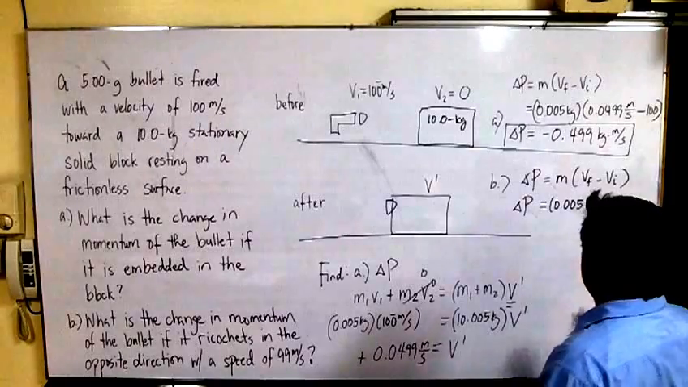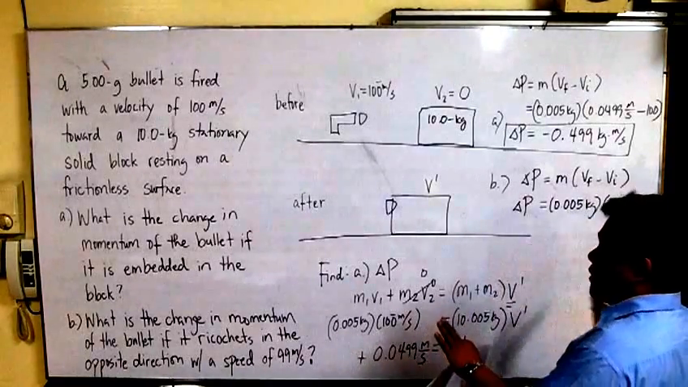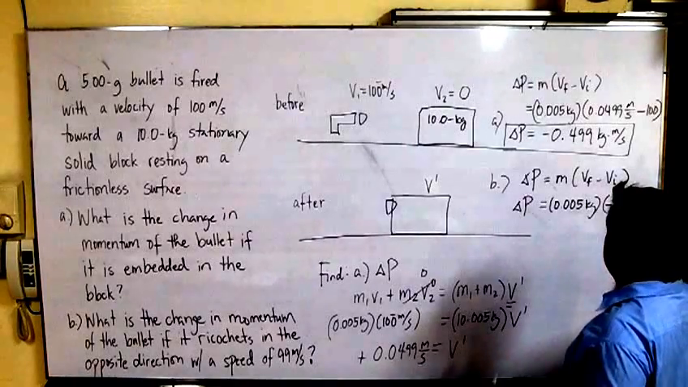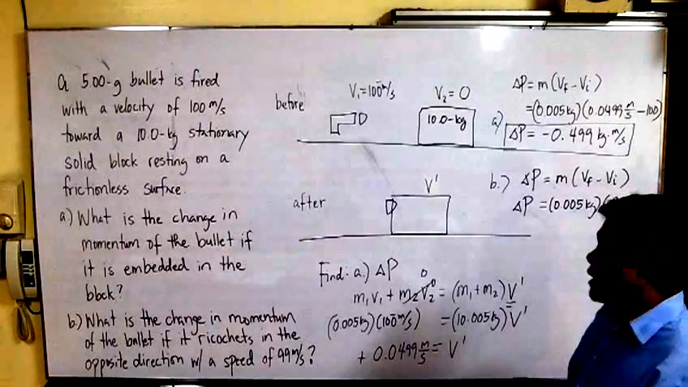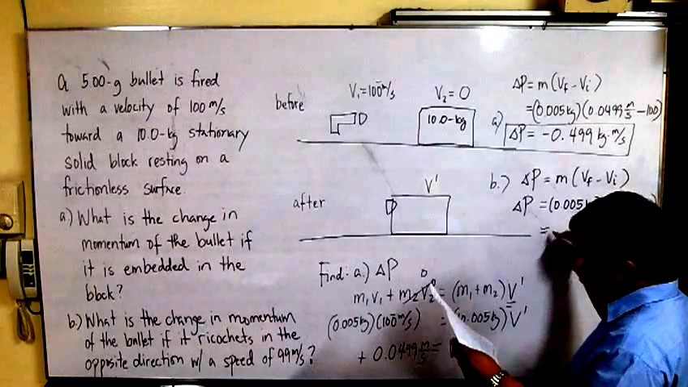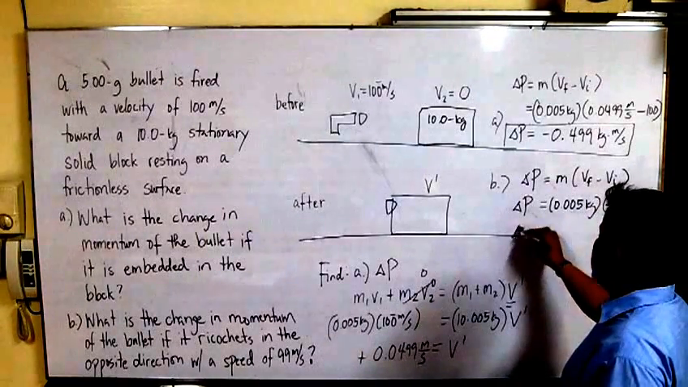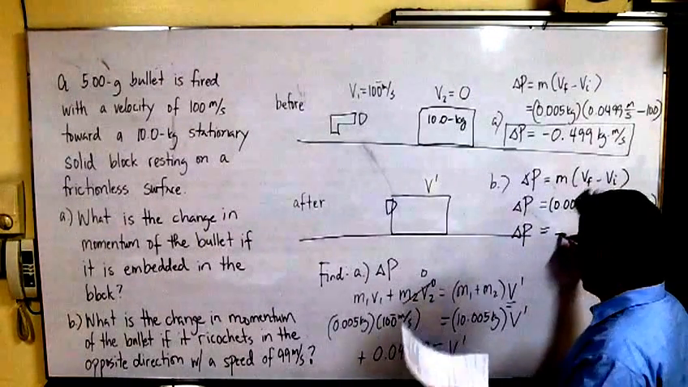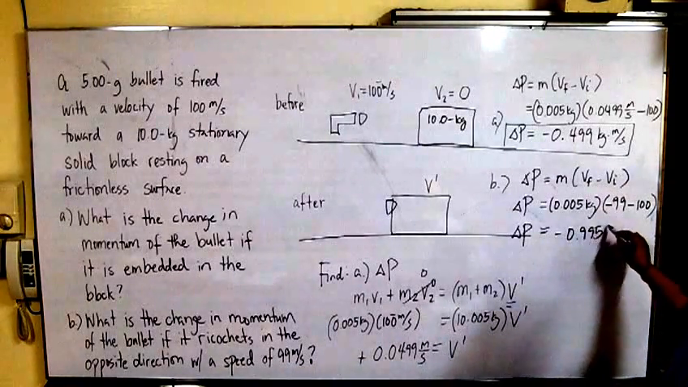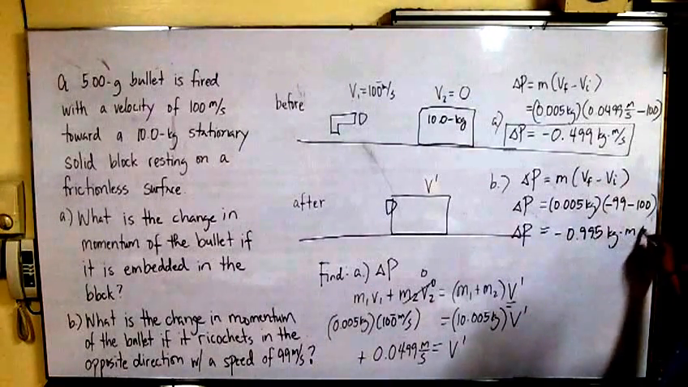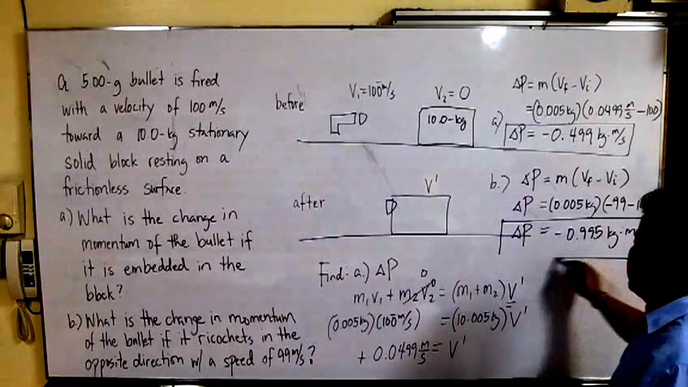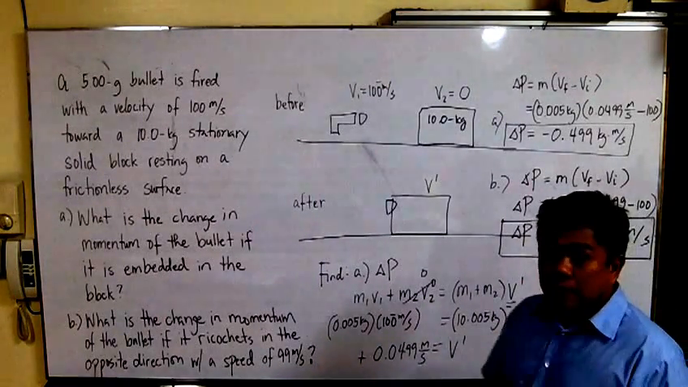to change its direction. So from right, it now goes to the left. That's why it's negative 99 meters per second. And then V sub I is still 100. Computing for this, the change in momentum is equal to negative 0.995 kilogram meters per second. So this is the final answer for letter B.